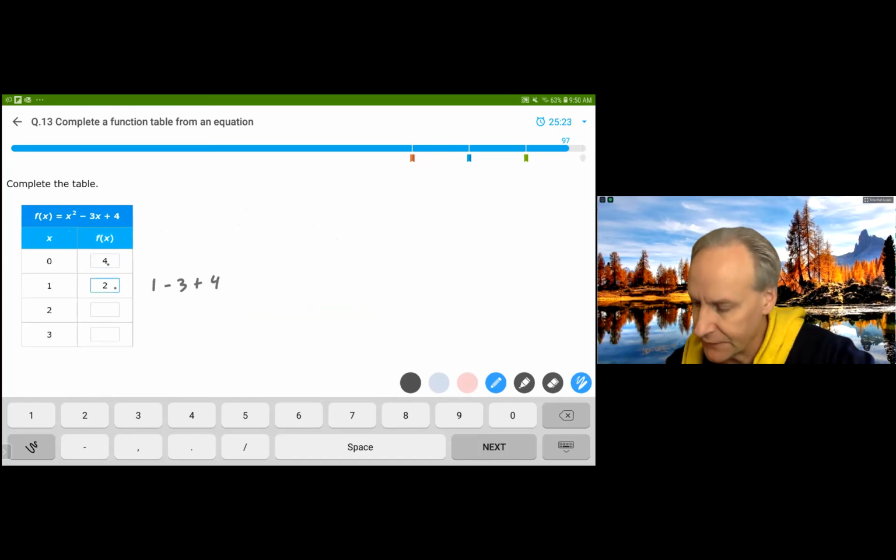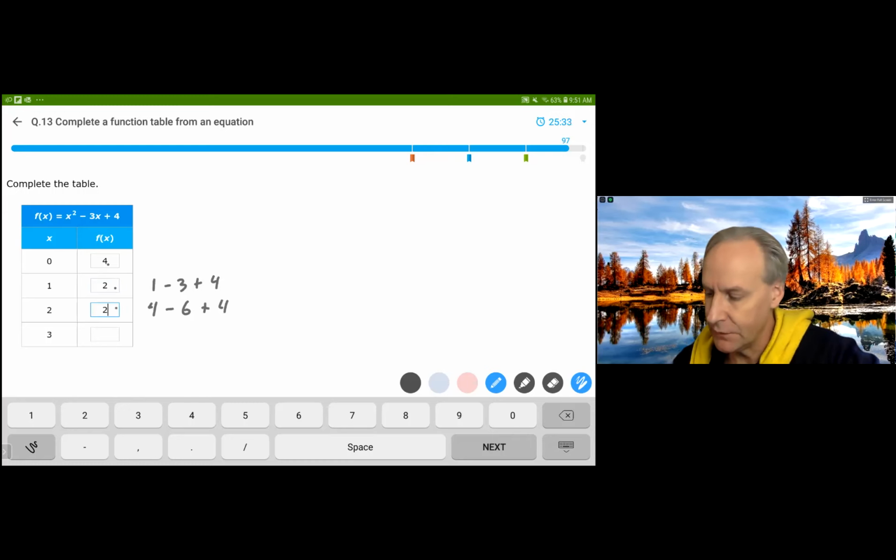And I'm going to put in the next one. I'm going to square it. 2 squared is 4, minus 6 plus 4, which is going to be 2. Notice that these two are equivalent to one another. That's telling me that my vertex might be at 1.5, and as a matter of fact, it is. At x equal to 1.5, I have a vertex.